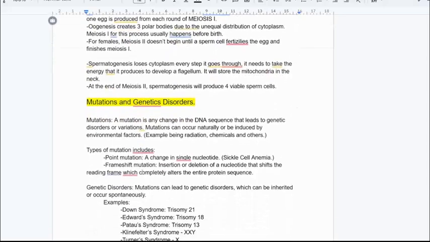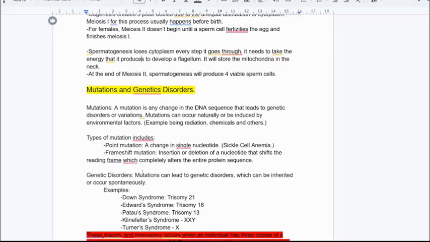Now let's move on to mutations and genetic disorders. A mutation is any change in a DNA sequence that leads to some sort of variation. Mutations can occur naturally, or they can be induced by environmental factors. For example, radiation and nuclear stuff usually cause some sort of reaction, and it causes people to have itches, skin rashes, and such. Types of mutations include point mutation, which is a change in a single nucleotide, or a frameshift mutation, which means a nucleotide is inserted, and then the protein sequence is completely screwed, and now you're just a whole different person.